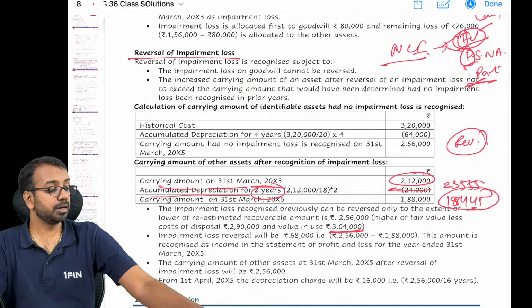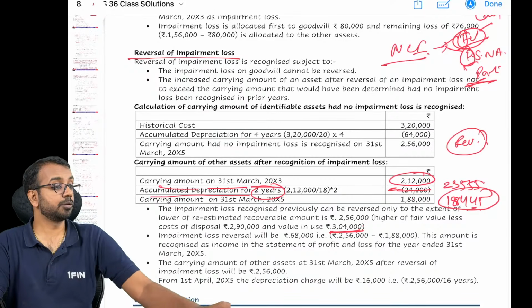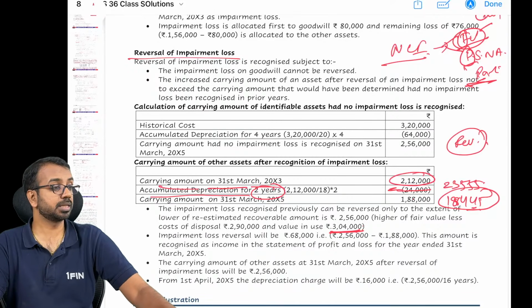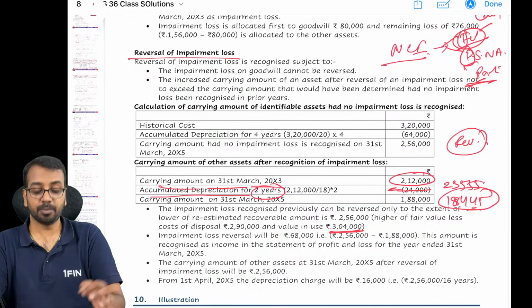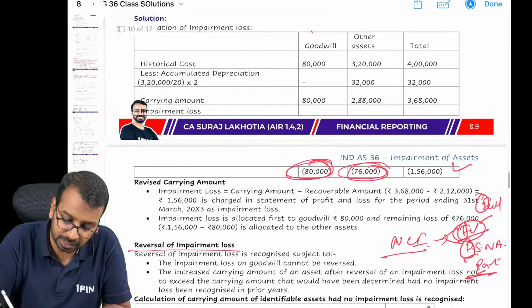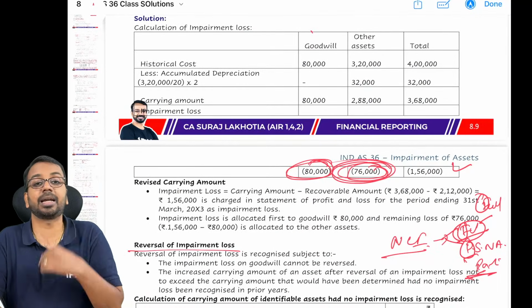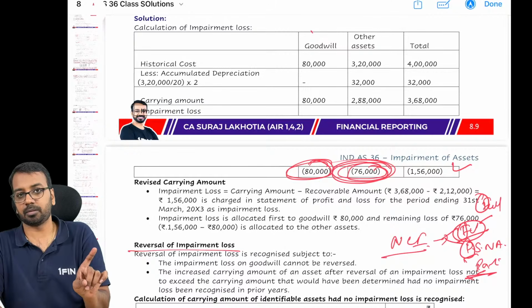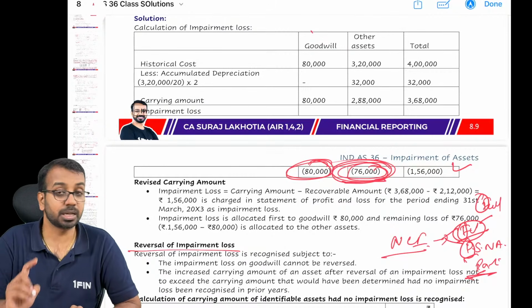Now here is where a lot of us get confused in the examination, or sometimes make mistakes in the examination as well. Whenever there is a reversal of impairment, I cannot directly say entire previously whatever is written off, entire amount can be reversed. No, that cannot be done. Entire 76,000 cannot be reversed.